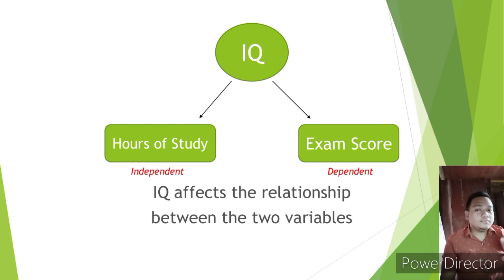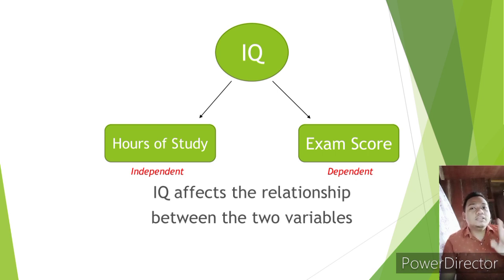So it modifies, or it may strengthen, may negate, or it may cause a negative effect on the relationship of the two. Okay, do you get the pattern for this one? Do you get the example for that one? So IQ affects the relationship between the two variables.